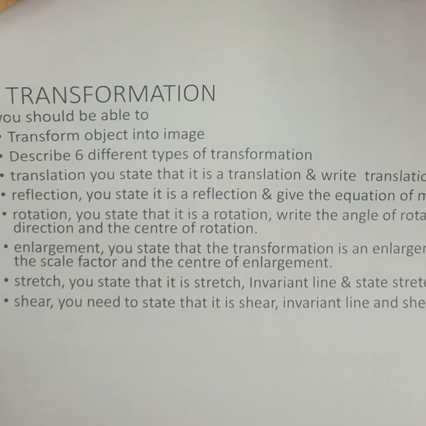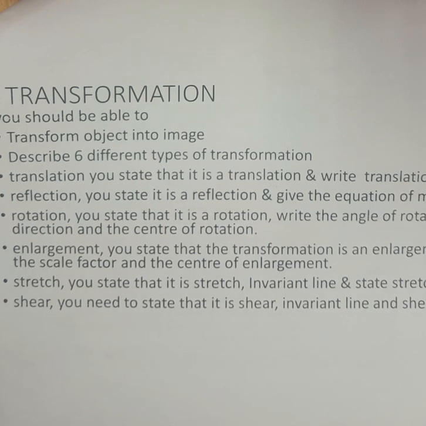When it is reflection, the image and object are going to face exact opposite directions, and they are going to be congruent. And then rotation, you need to state that it is rotation. You write the angle of rotation, the direction and the center of rotation. When it is rotation, the image and object are congruent, but they are not facing the same direction, and also they are not facing exact opposite directions.